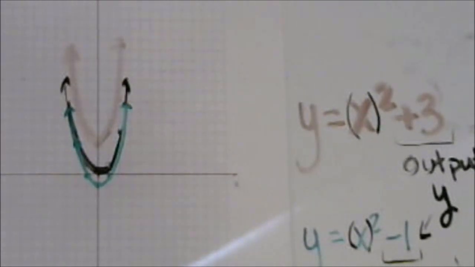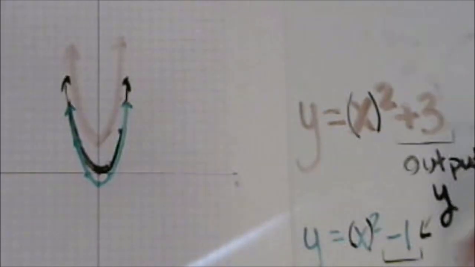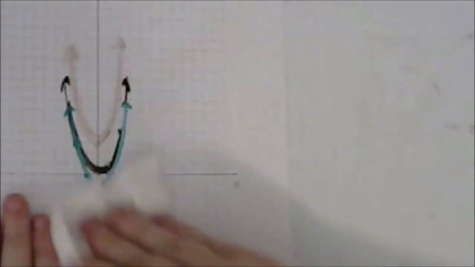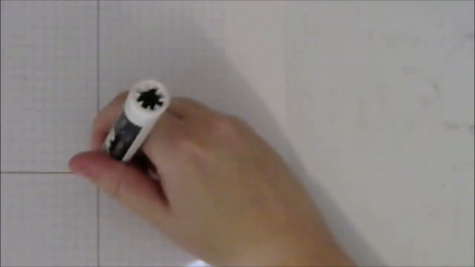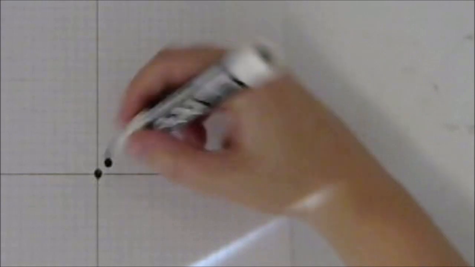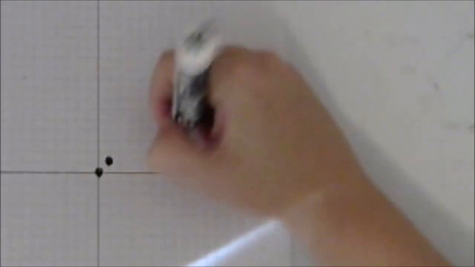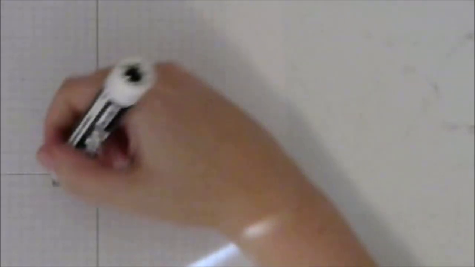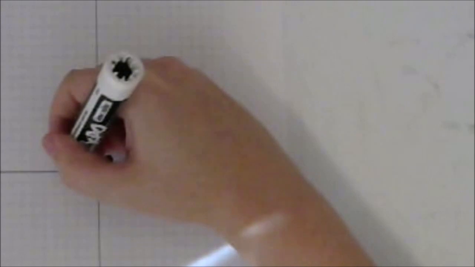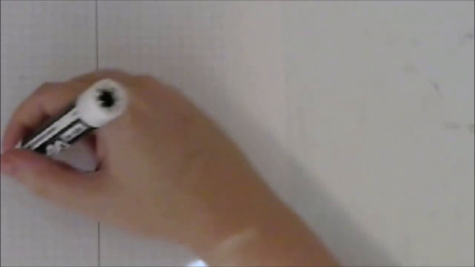Example 2 is dedicated to horizontal shifts and focuses on a different one of your parent functions, although these shifts can apply to any function. This graph has also had a few points labeled. We have (0, 0), (1, 1), and (8, 2), and then (-1, -1) and (-8, -2).